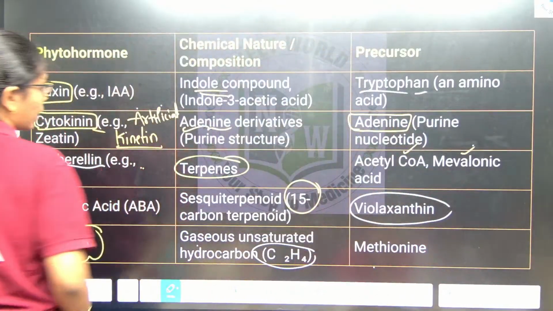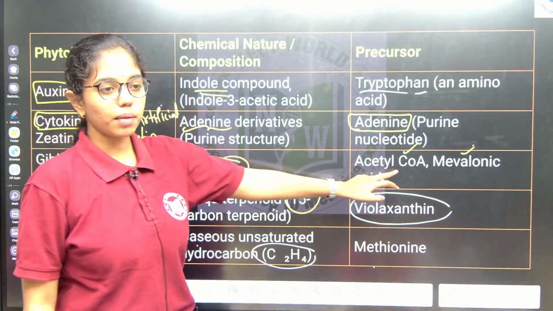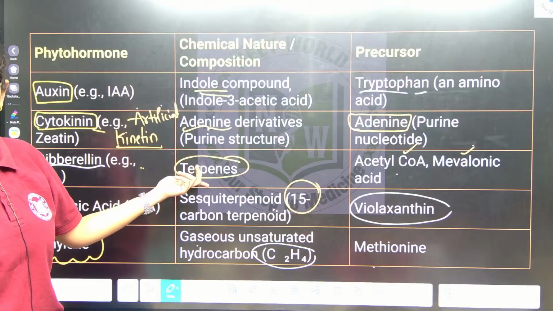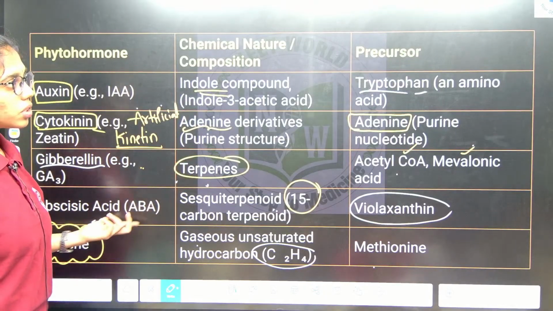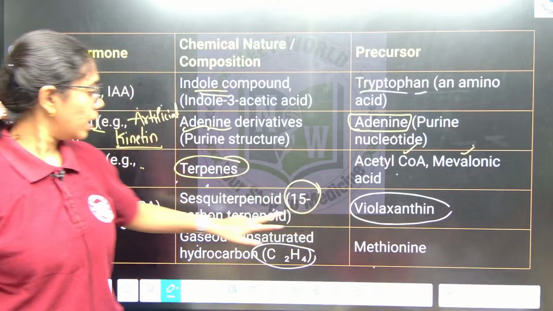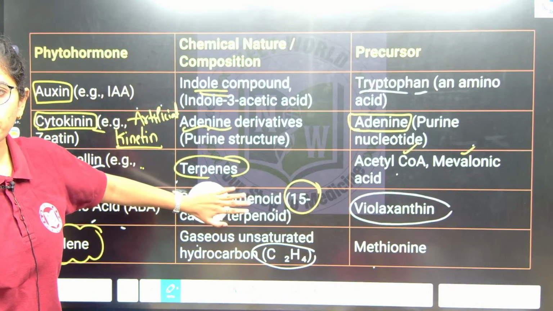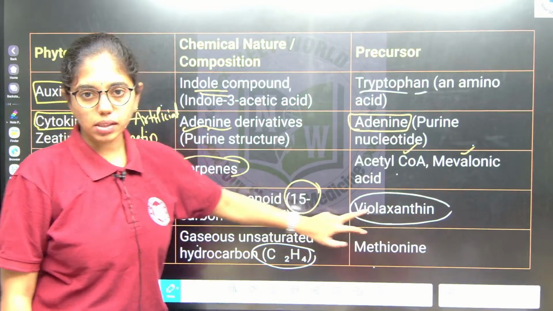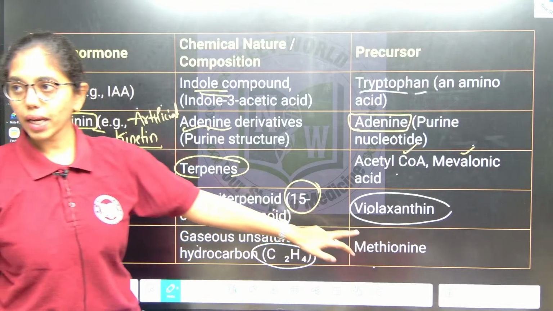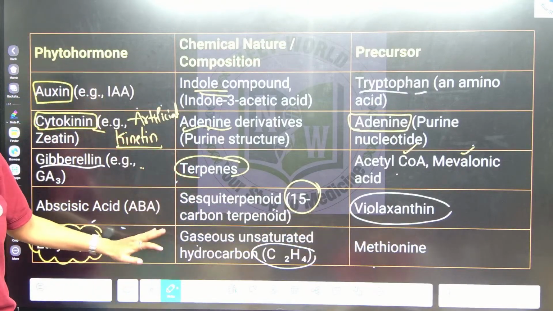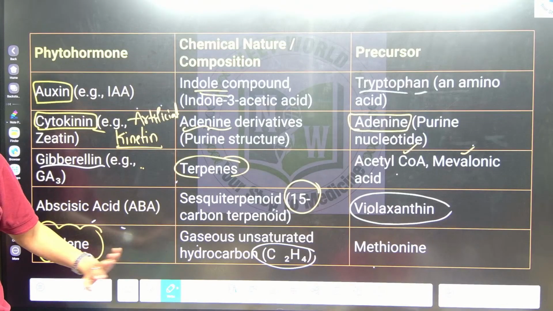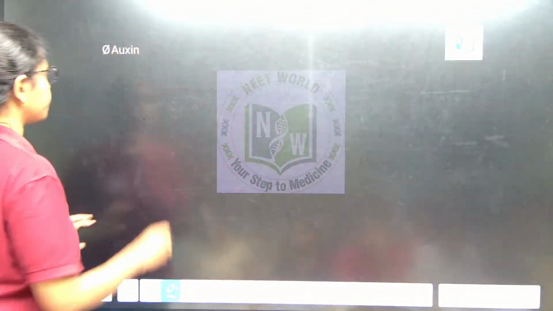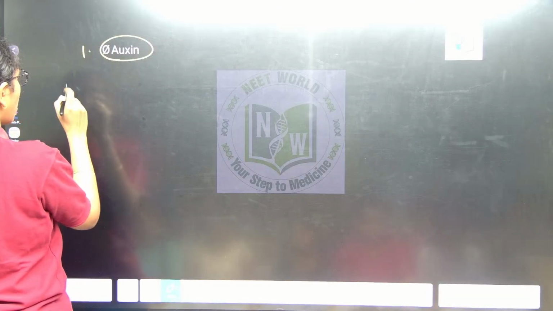Next comes gibberellic acid. What are its precursors? It can be acetyl-CoA or mevalonic acid. Derivatives, terpene derivatives. Next, abscisic acid. Its precursor is violaxanthin. Derivatives, you just remember terpenoids. Ethylene, methionine is the precursor and derivatives include gaseous hydrocarbons. That's it. Understood, right? Now we will move on to the discovery of auxin. First phytohormone, auxin, its discovery.